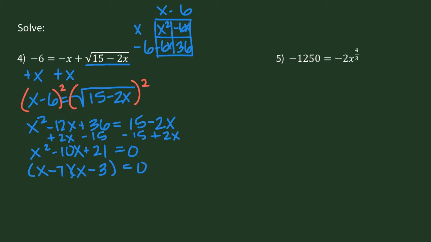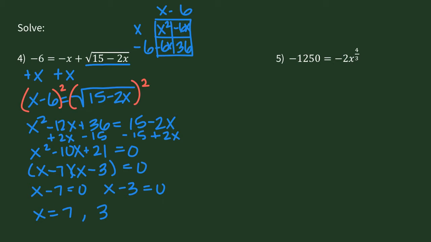Once you factor, you set each factor equal to 0. So you do x minus 7 equals 0. You get x equals 7. If you do the same thing to the other factor, x minus 3 equals 0, you add 3 to both sides, you would get 3. Because we squared both sides in these kinds of equations, we could possibly have an extraneous solution.